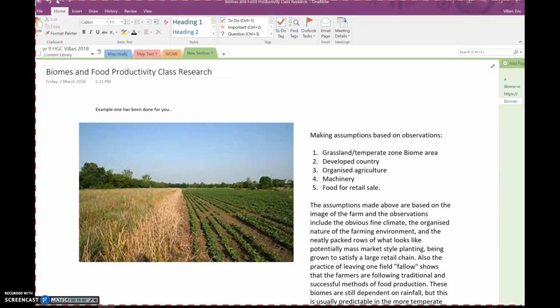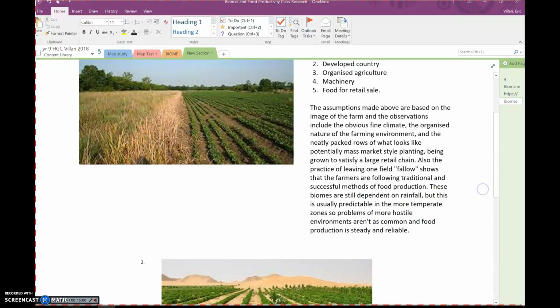Just listen very carefully, and watch on your OneNote. You can stick your earphones in for this, of course. Example one's been done for you, biomes and food productivity class research. I want you to look at these different biome images and do what I've done for the first example.